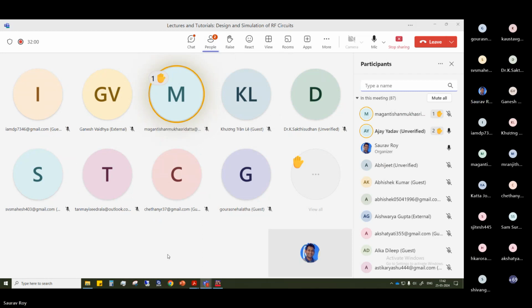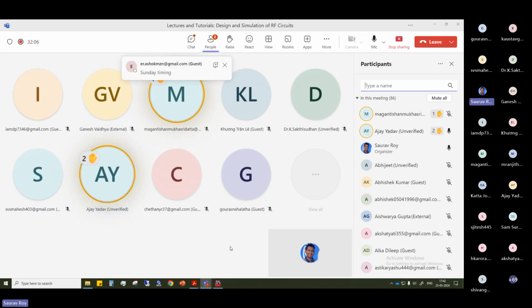Will this course include active circuits as well, apart from passive? Yeah, you saw the course schedule, right? There is an amplifier section as well as an energy harvesting circuit. So for that, active circuits will be required.